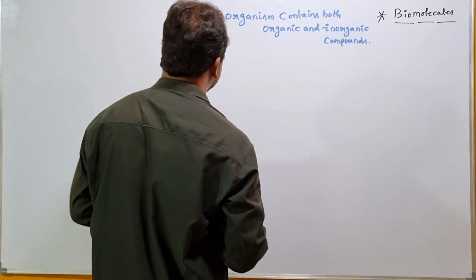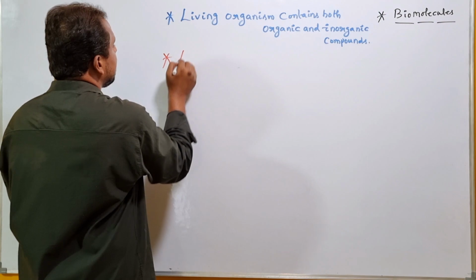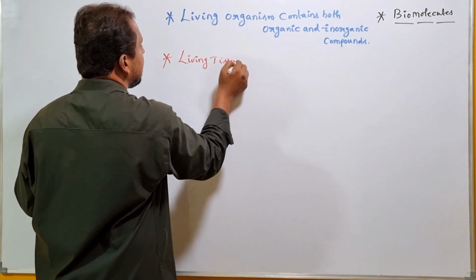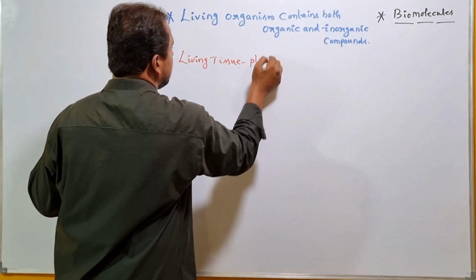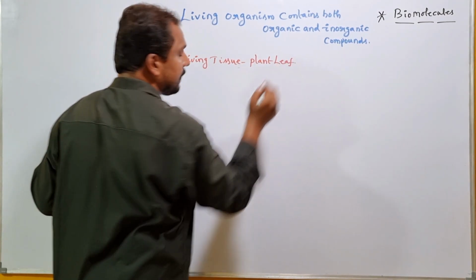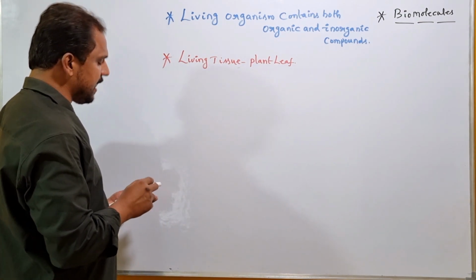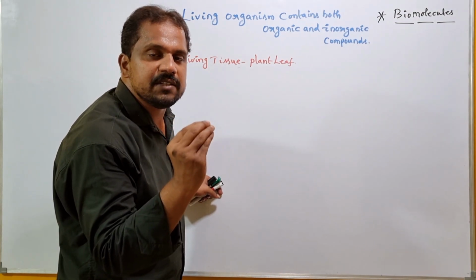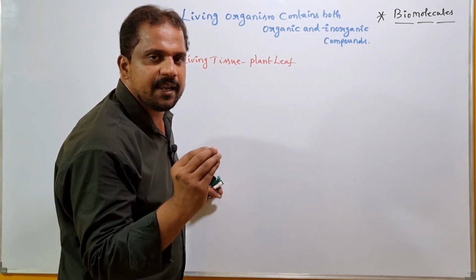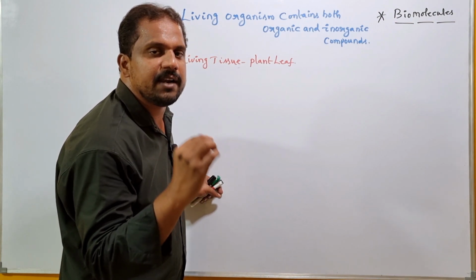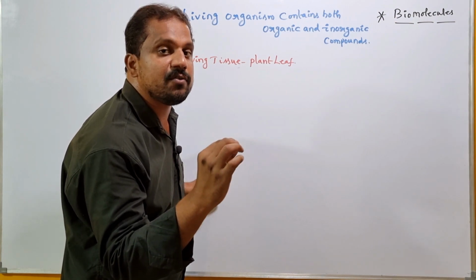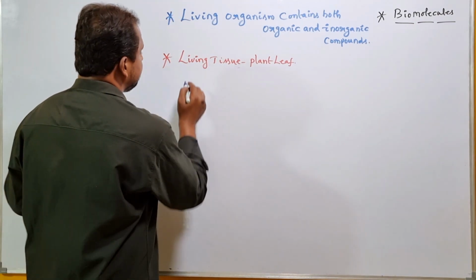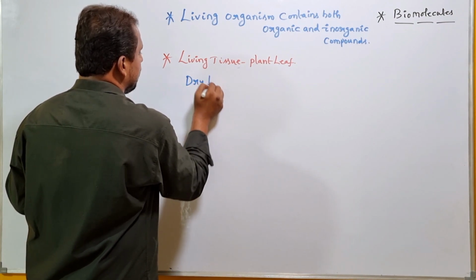Let us consider one particular living tissue, which is nothing but the plant leaf. Is it clear? Initially the plant leaf contains water, so it is termed the wet leaf. But once we expose the plant leaf to sunlight, all the water content present in the plant leaf undergoes evaporation. After that, we can obtain the dry leaf. Dry leaf, right?